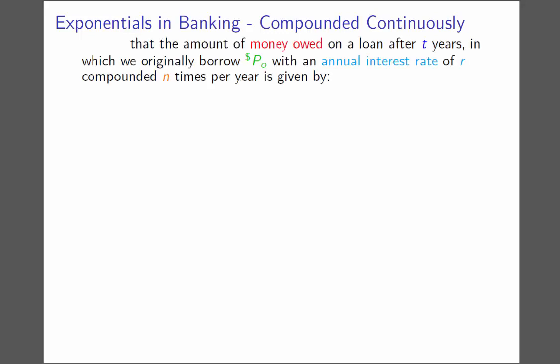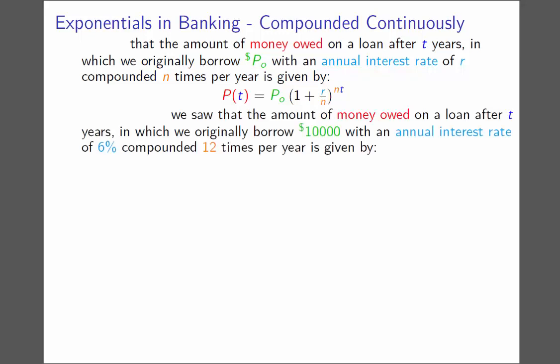We saw that the amount of money owed on a loan after T years, in which we originally borrow P0 dollars with an annual interest rate of R compounded n times per year, is given by the formula P of T equals P0 times (1 plus R over n) to the n times T.